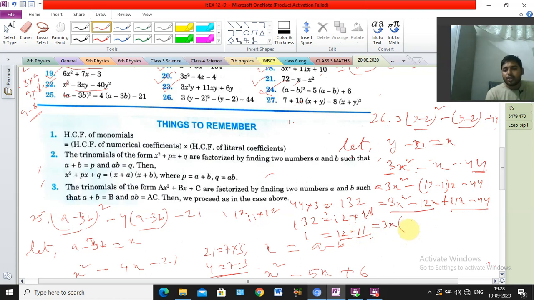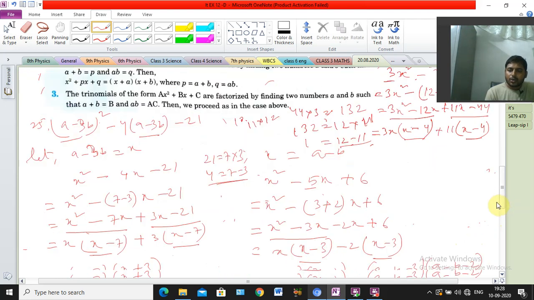3x is the common, so the remaining x will come inside the bracket. Minus 3 fours are 12, so 4 will come. x is already taken, so only x minus 4 will come. And in the last 2 terms, is there any common? Yes, 11 is the common, so x minus 4 will come. Now see, x minus 4 here, and here also x minus 4, the same thing is coming. So we get x minus 4 and another one, 3x plus 11.